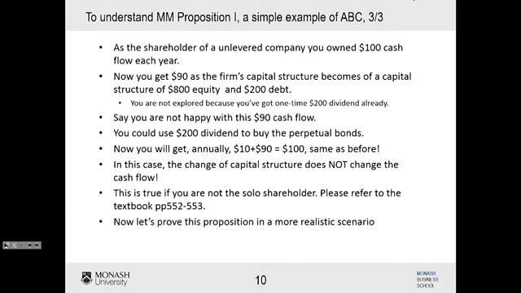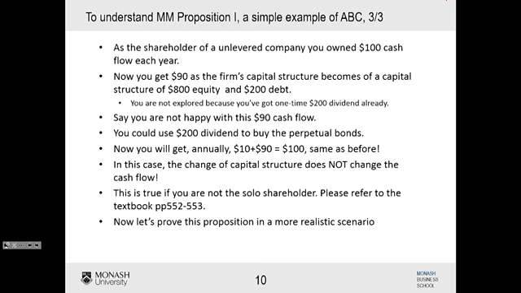Originally, you are an equity owner of the firm, right? Right now, you as the shareholder are both the equity holder and the bondholder, because you used the $200 dividend to purchase the perpetual bond. So you are both the bondholder and equity holder. So in your own capital structure, you're levered. Okay?